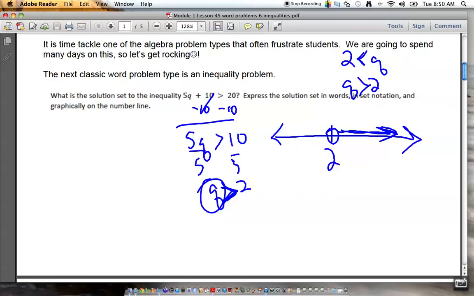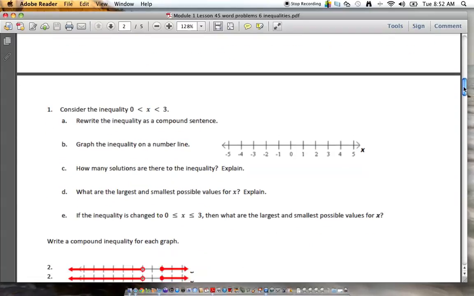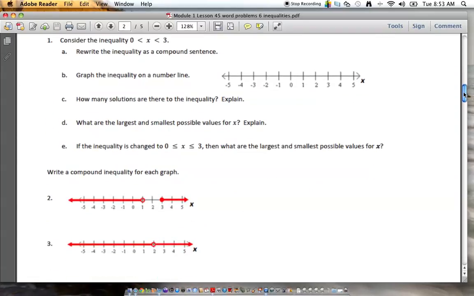I am so tired today. All right, any questions? Easy? All right. Now, I would like you to try number 1A through E before I do numbers 1A through E. Go ahead. See if you can work it out. If you want to talk to somebody next to you, you can.